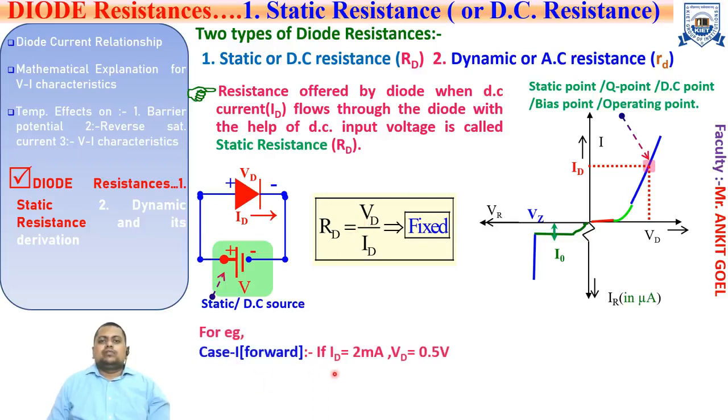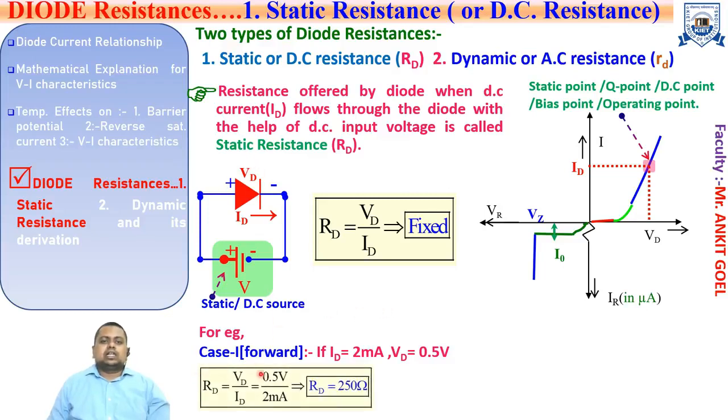For example, if the current flowing through the diode is 2 milliampere and the voltage across the diode is 0.5 volt due to some DC source connected to the diode, then the static resistance will be calculated simply as the ratio of 0.5 volt upon 2 milliampere, that is equal to 250 ohm, right?